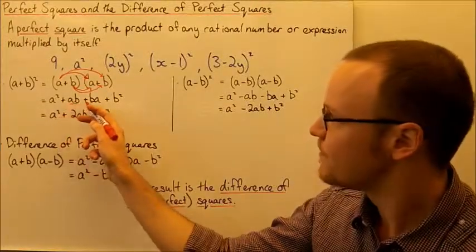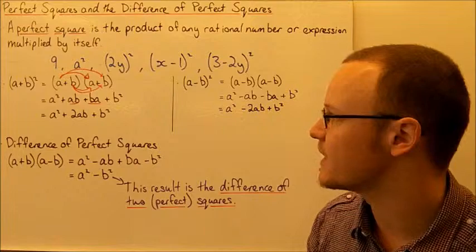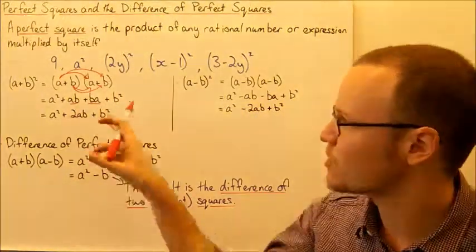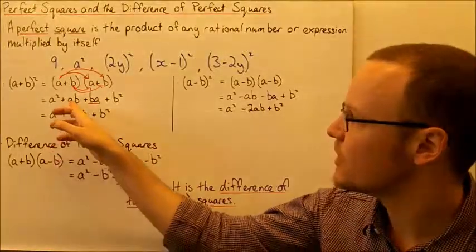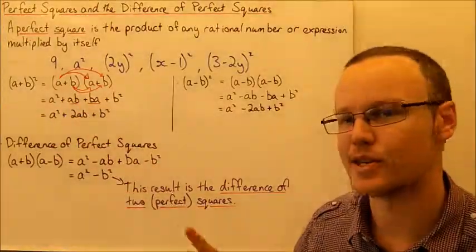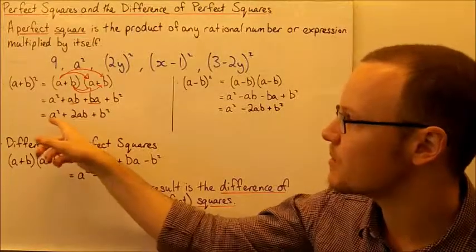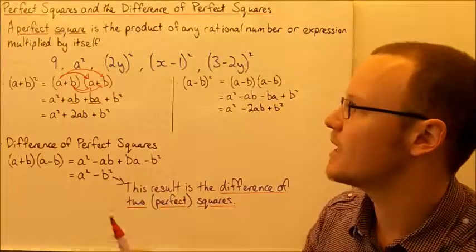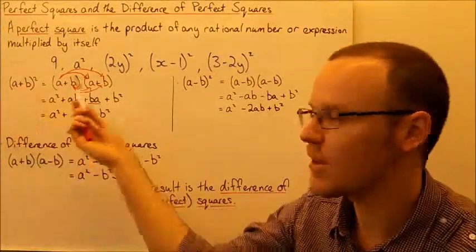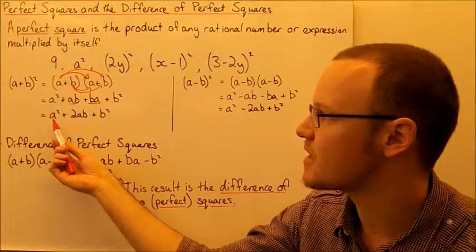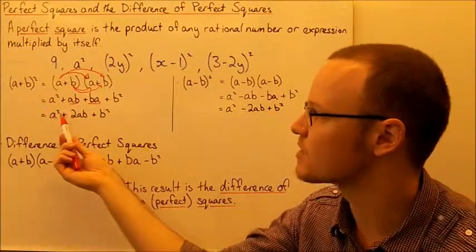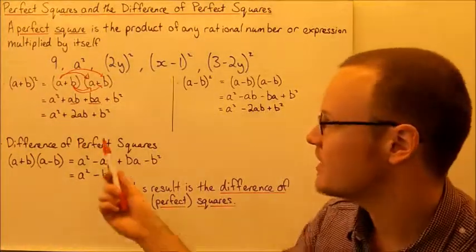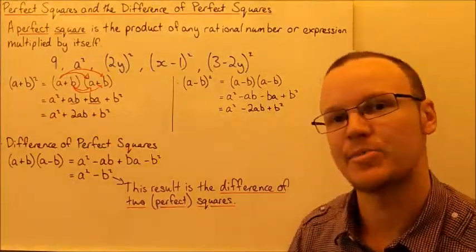ab and ba are like terms. They have the same combination of variables. A times b is the same as b times a. So we've got 2 lots of ab, and those like terms can be combined and simplified to 2ab. So for everything that looks like some part of an expression plus another part of an expression, all squared, it is the same as a squared, the first part of the expression squared, plus 2 times both parts of the expression multiplied together, plus b squared, the last part squared.